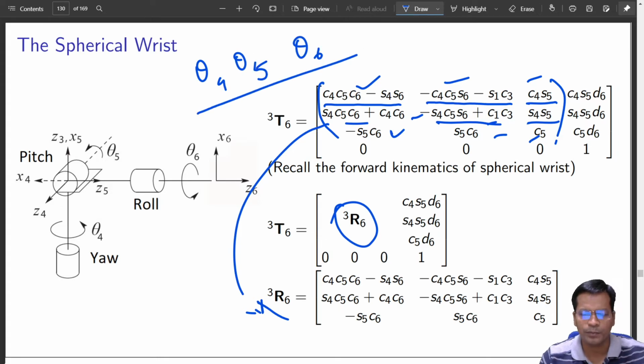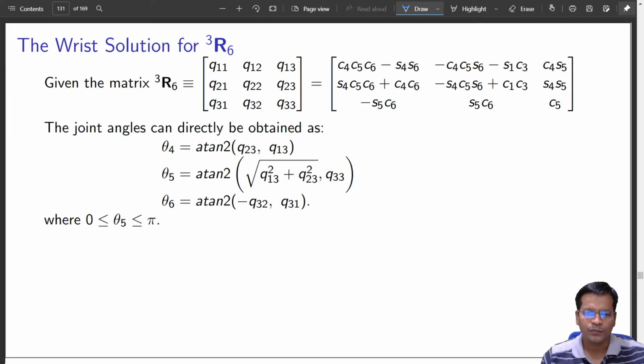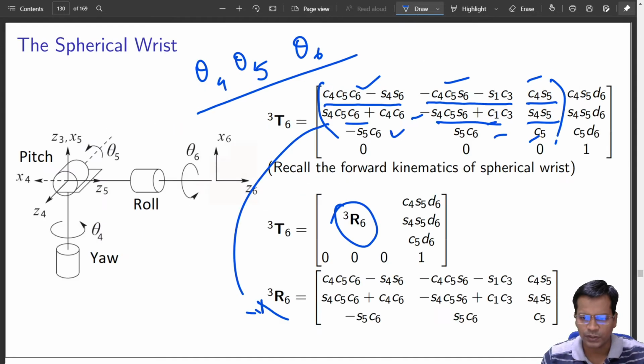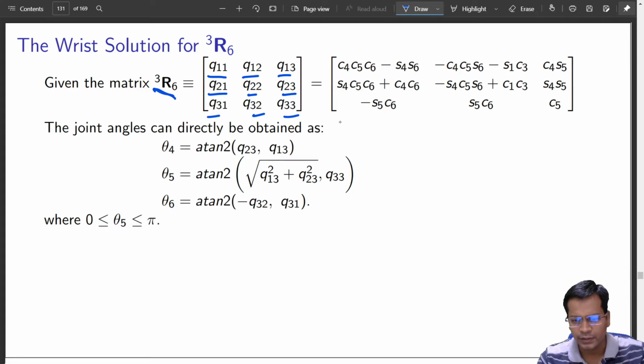Okay. So I hope it is doable. Let us see. If 3R6 is given by, let us say, these known values. All these are known. I am equating it to 3R6, which is this one, a part of this. Now I will form equations and see if it is solvable.